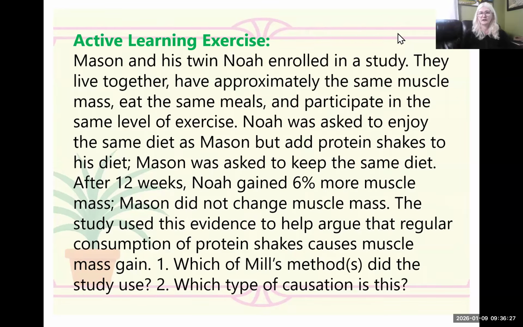After 12 weeks, Noah gained 6% more muscle mass. Mason did not change muscle mass. The study used this evidence to help argue that regular consumption of protein shakes causes muscle mass gain. So which of Mill's methods did the study use, and what type of causation is this?